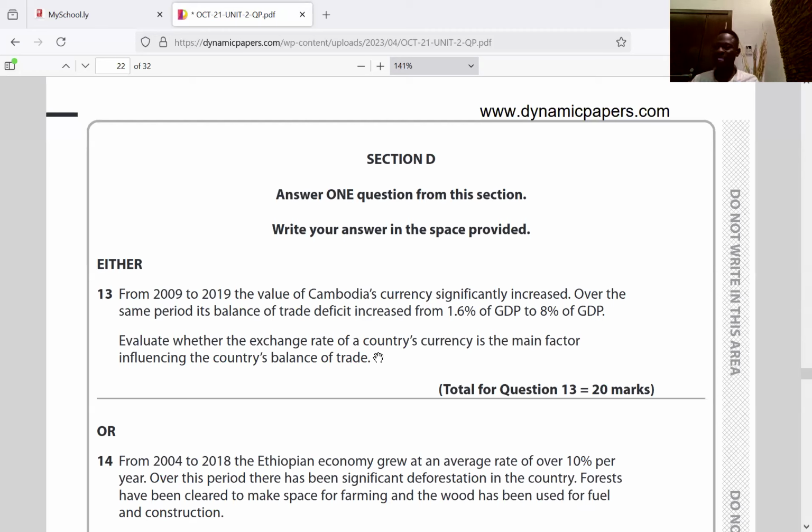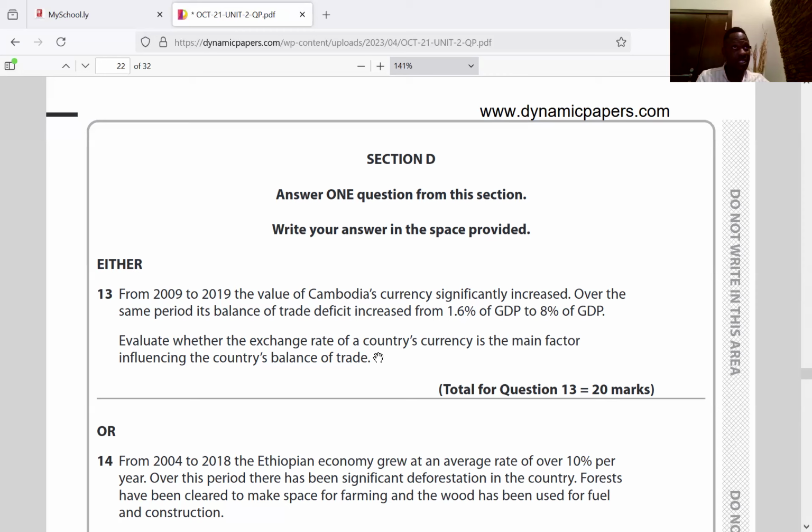So exchange rate first is the value of a country's currency in respect to other countries' currency. According to the case study, the Cambodian currency increased significantly. It will have an impact on both imports and exports. So we're going to talk about imports first. What is import? The goods purchased from foreign businesses, that's import. So a rise in the exchange rate of Cambodia will bring about a fall in the price of imports. This makes imports become cheaper.